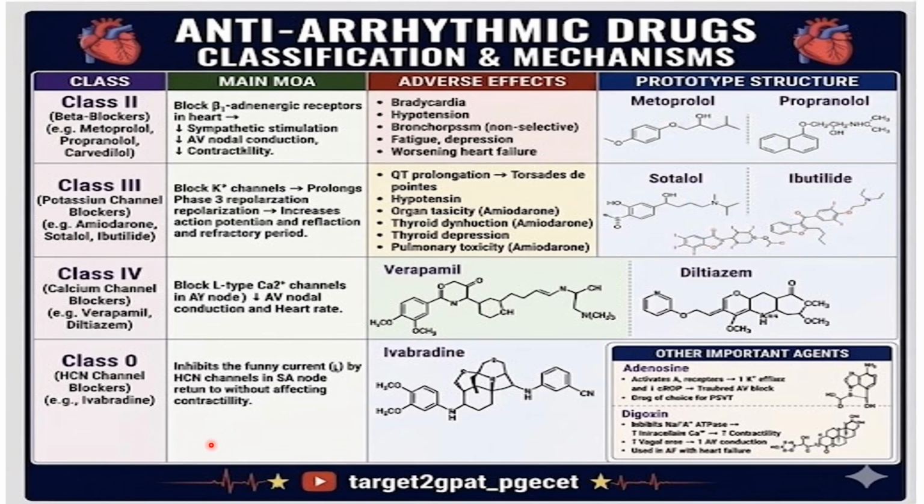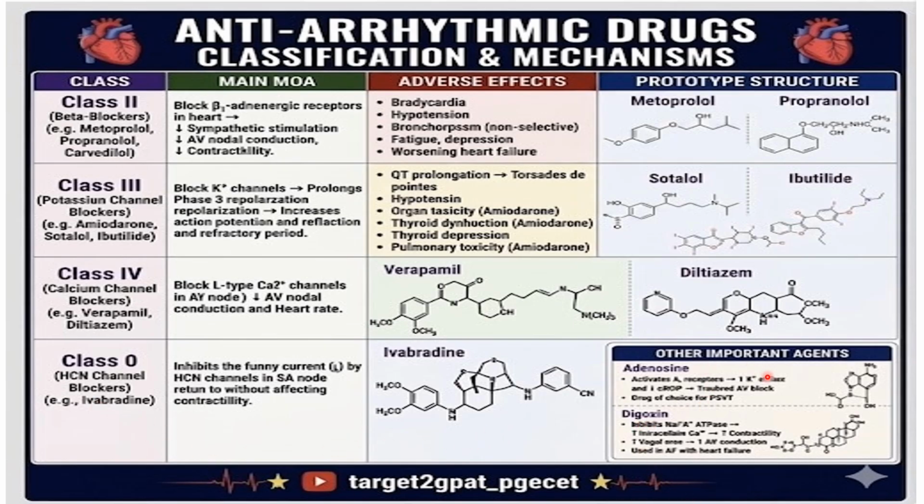The best example here is ivabradine. These are called bradines. You remember this: bradine is the suffix to be remembered for these HCN blockers. Apart from this, this is the general prototype drug structure of ivabradine. Bradines generally mean HCN blockers, you remember.